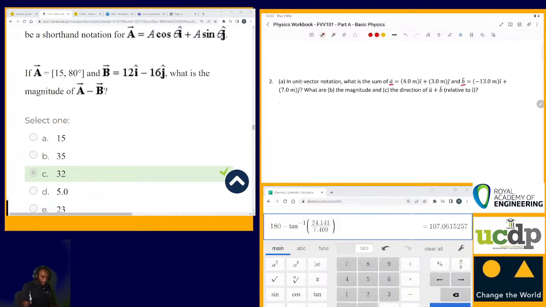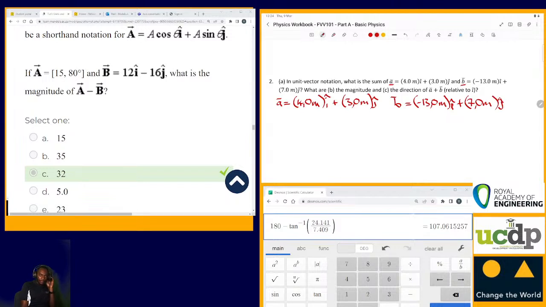So we're going to rewrite our vector A is equal to 4.0 meters in the I plus 3.0 meters in the J, and our vector B is equal to negative 13.0 meters in the I plus 7.0 meters in the J.